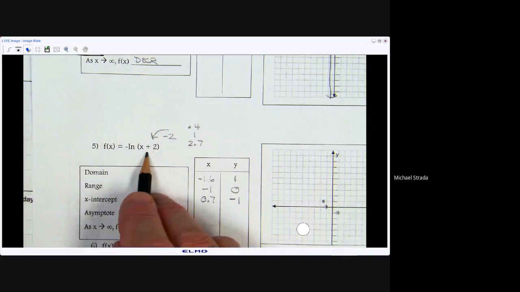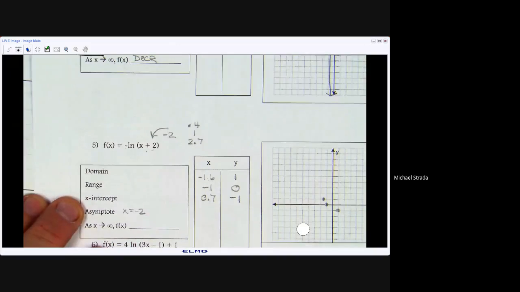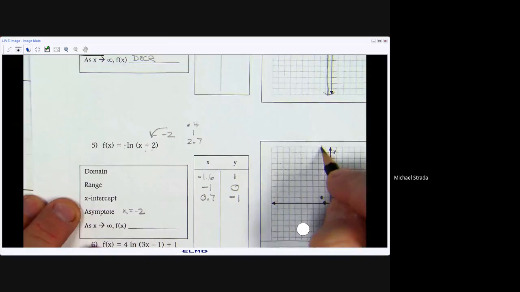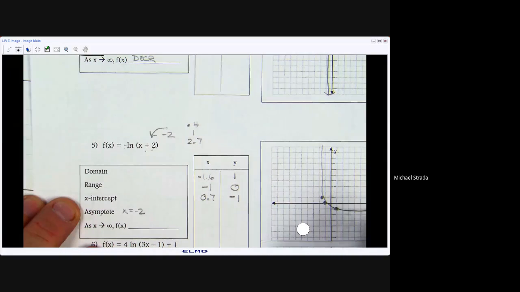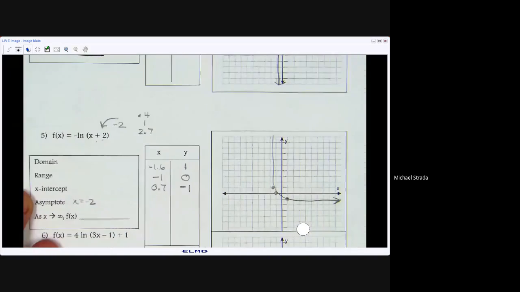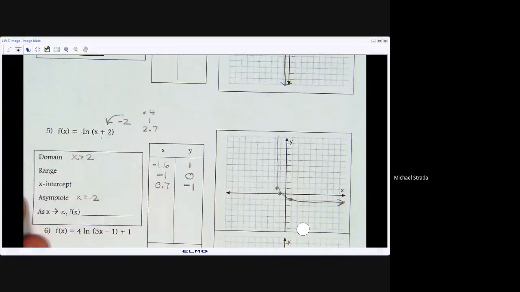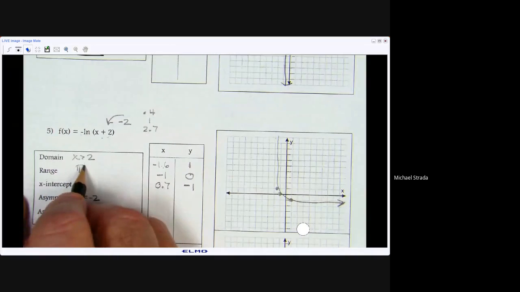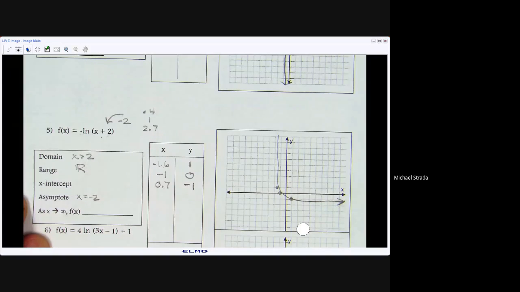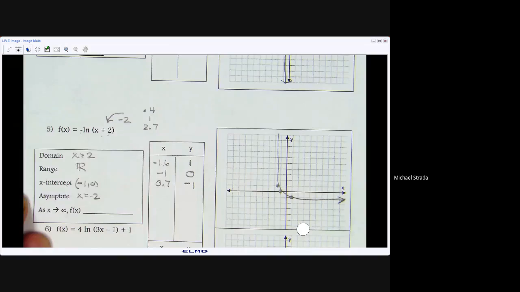The opposite of plus 2 is negative 2. So the asymptote is at x equals negative 2. Which tells me my graph is going to go like that because it can't cross it. Everything's to the right of it, so x is greater than negative 2 is my domain. My range is all real numbers. My x-intercept is one of my table values, negative 1, 0. And instead of going up, it is going down, so it is decreasing.